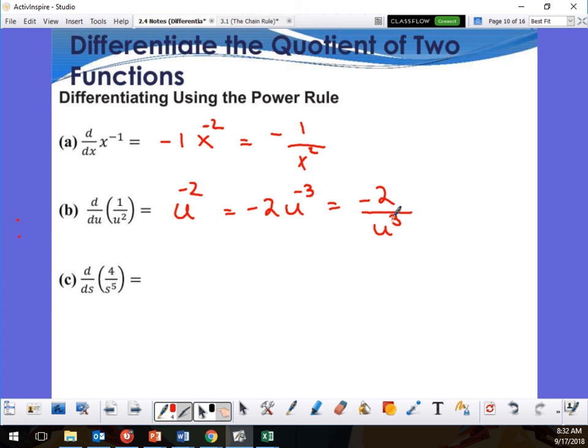All right, let's do C. So rewrite C first. So that would give me 4 s to the negative 5. Very good. So take the derivative now. Negative 20 s to the negative what? 6. 6. Very good. And now clean it up. Negative 20 over s to the positive 6.